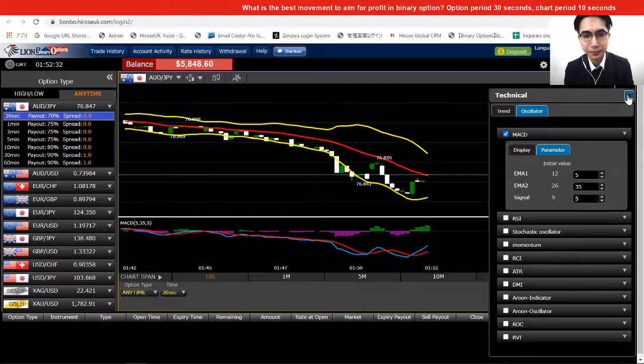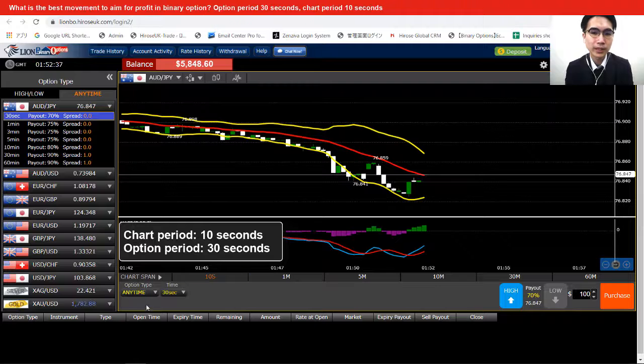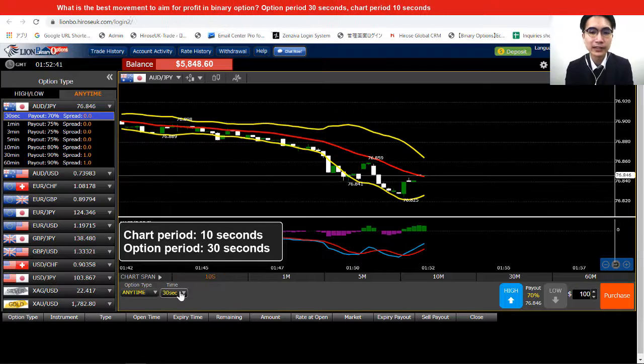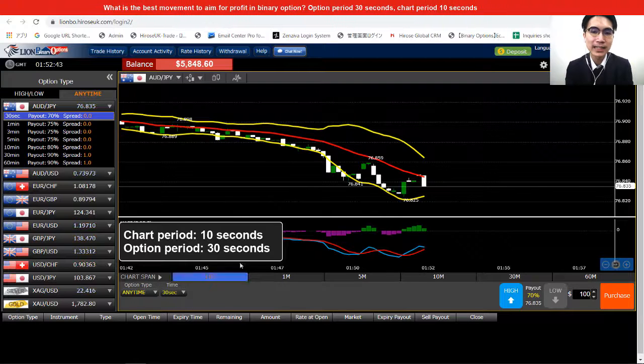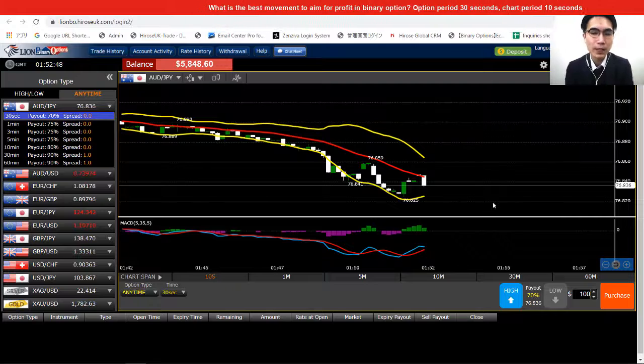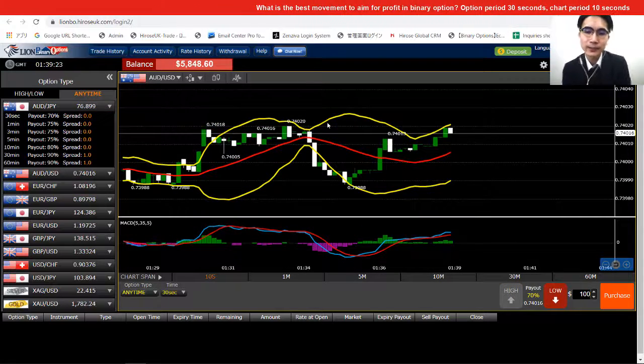Close it. The last thing, for trading here, I'm using a 10 seconds chart to trade with a 30 seconds option today. So again, 10 seconds chart with 30 seconds option. Now we are all set and good to go. So take a look at this one here.